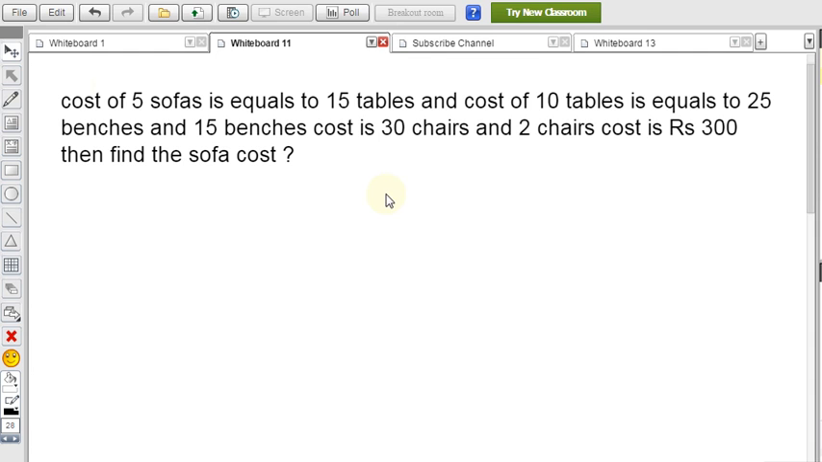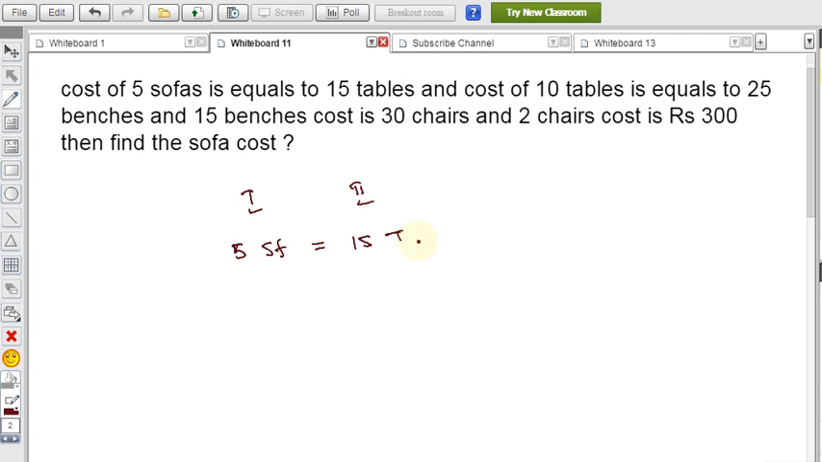Yeah, so don't get confused. I'll explain a simple shortcut method for this. Cost of 5 sofas is equal to 15 tables. So we'll write like term 1, term 2. Here 5 sofas cost is 15 tables. 10 tables cost is 25 benches. 15 benches cost is 30 chairs. 2 chairs cost is rupees 300. So we need to find out 1 sofa cost.